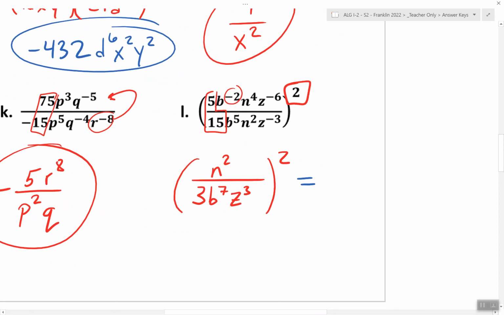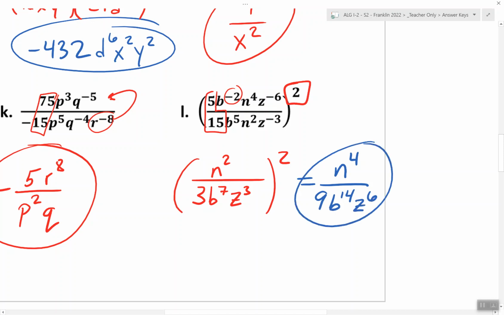So just apply it to each thing inside. N to the 2nd power squared, just multiply that exponent together. That's n to the 4th. And then 3 squared for the bottom, 3 times 3 is 9. And then for each other variable, just multiply the exponent. So 7 times 2, that's 14 for b. 3 times 2 is 6 for z. And there is your simplified expression here. N to the 4th over 9 b to the 14th z to the 6th power.